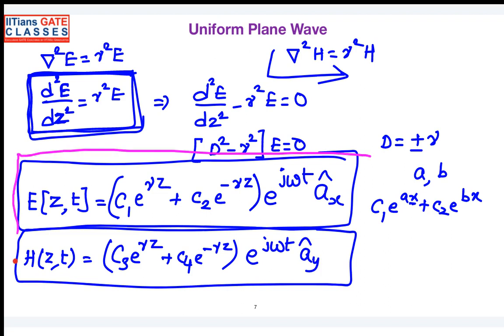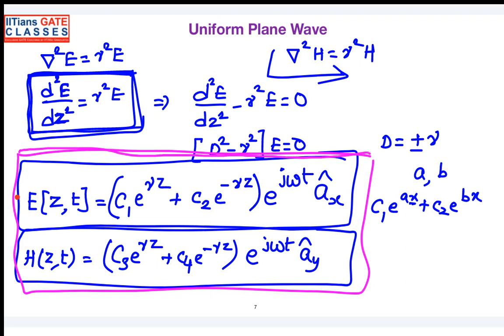These are the equations for your electric field and magnetic fields of a uniform plane wave propagating in any medium, like free space or any source-free regions you can consider. So these two represent the equations for electric field and magnetic field of a uniform plane wave. This is very, very important. You have to remember.